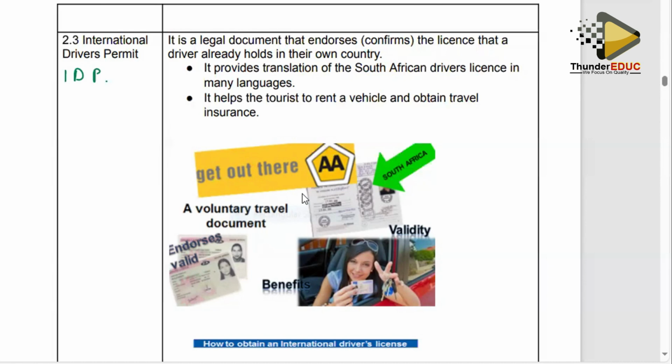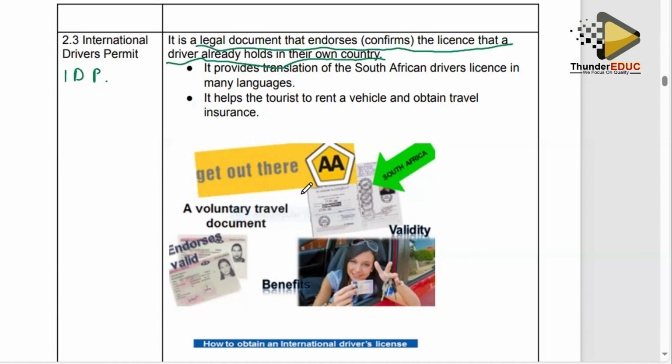By definition, it is a legal document. We underline the term legal document that confirms the license that the driver already holds in their own country. It is an official document that endorses or confirms the license that the driver already has in their own country. So having an ordinary driver's license in a foreign country is not enough. You also need an international driver's permit, which shows that your driver's license is actually a valid document.